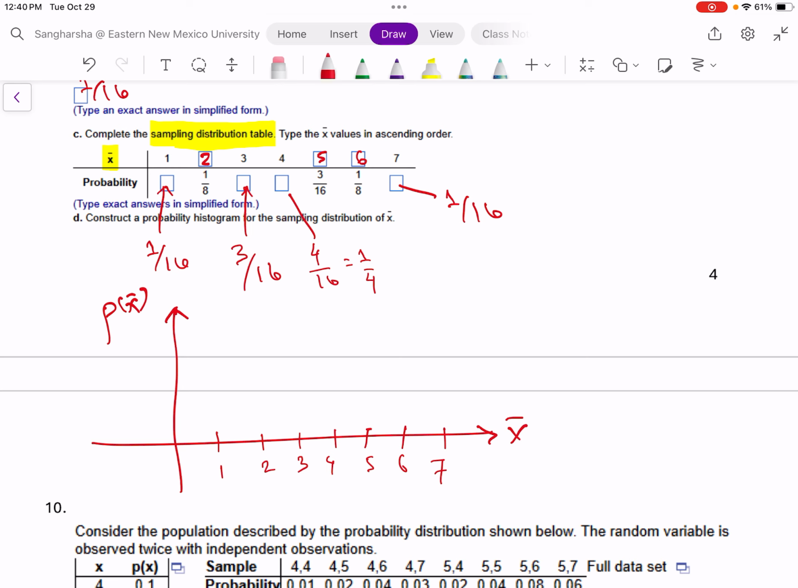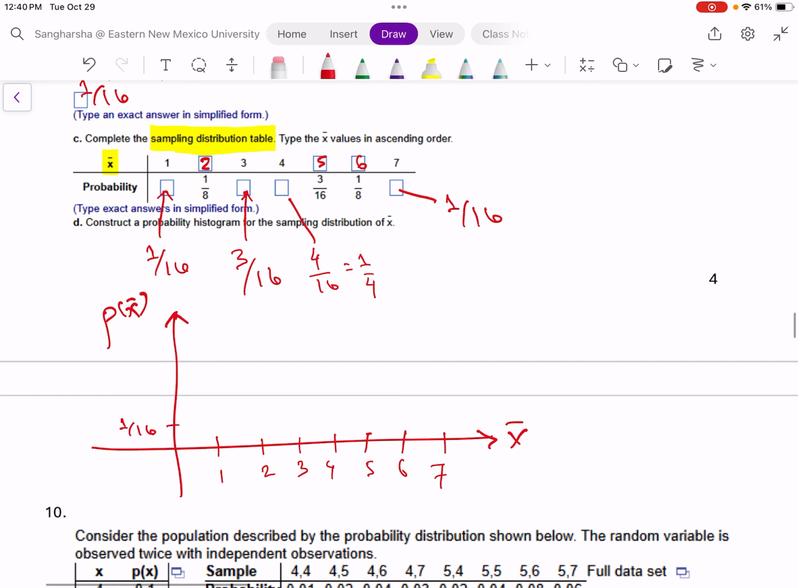Which one is the smallest here? 1 and 7. Is 1 over 16 the smallest value? So, okay, this is 1 over 16. Then what is the next smallest? Is it 3 over 16? No. 1 over 8? Okay, 1 over 8. Then 3 over 16. Then 1 over 4. Okay.